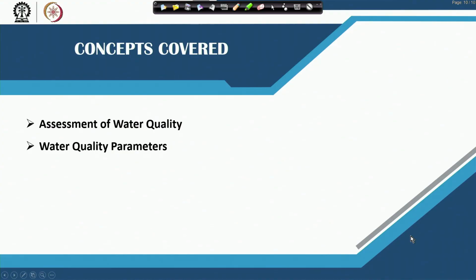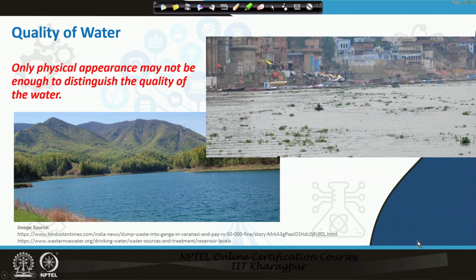Now in this class we will be focusing on the assessment of water quality and how we can say certain water is of good quality or bad quality using the water quality parameters. So practically we will be discussing the different water quality parameters this week.